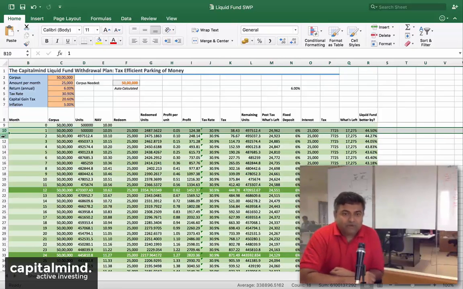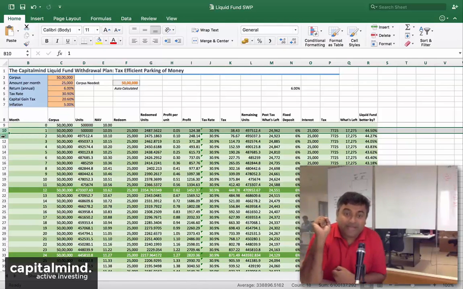Now what happens now is a very interesting thing. The number of units you have to redeem in order to get 25,000 is 25,000 divided by 10.05. That's the new NAV. So you get something like 2,487 units that need to be withdrawn. Now at 2,487 units, you bought these units at 10 rupees. You sold them at 10 rupees 05. Redemption means you've sold the units. So the 5 paisa is a profit.